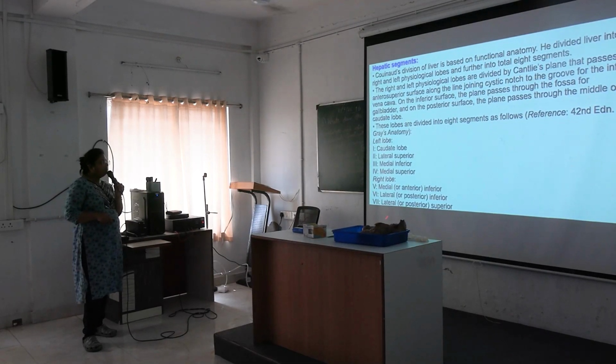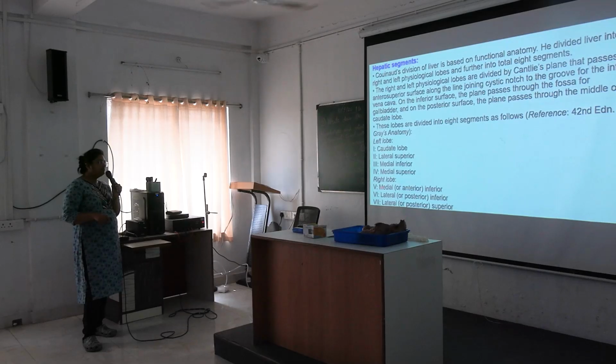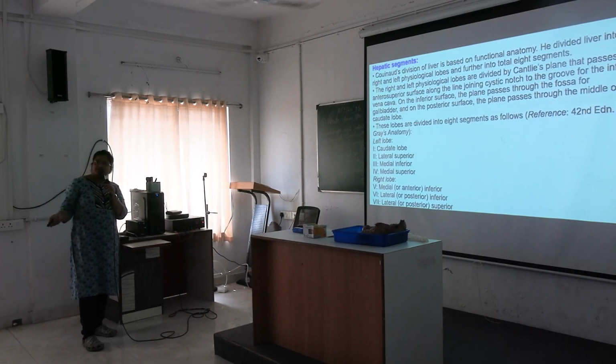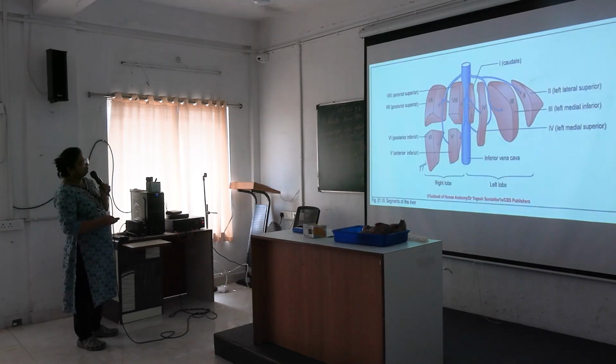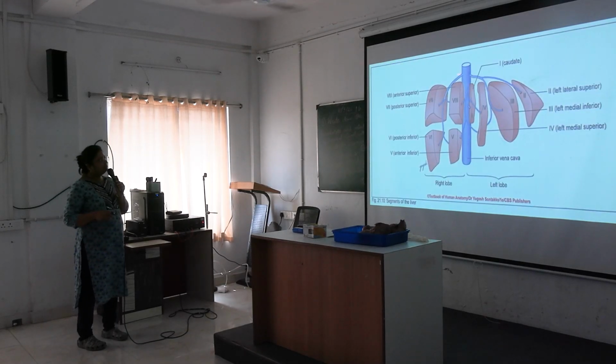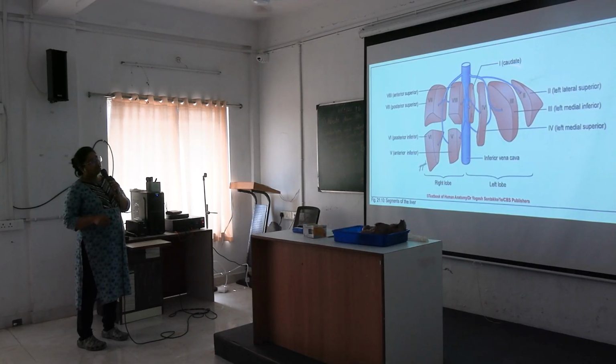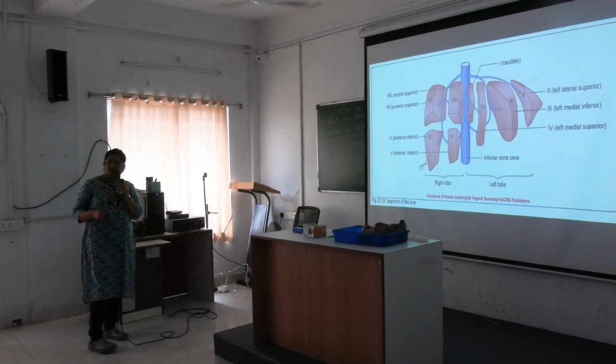And the right lobe is divided into these 4 segments. 5 is medial or anterior inferior, 6 is lateral or posterior inferior, 7 is lateral or posterior superior, and 8 is the quadrate lobe. Here you can see the segments. 1, 2, 3, 4: the left physiological lobe is divided like this. 5, 6, 7 and 8: the right one is divided like this.